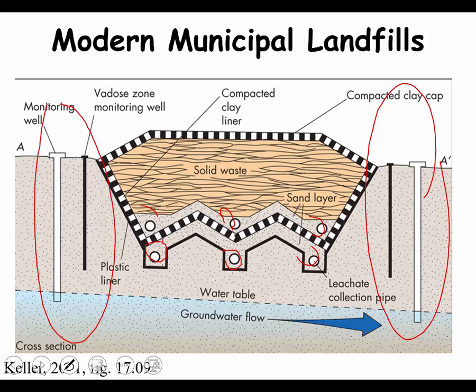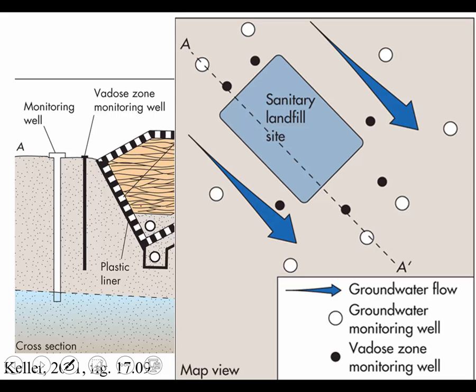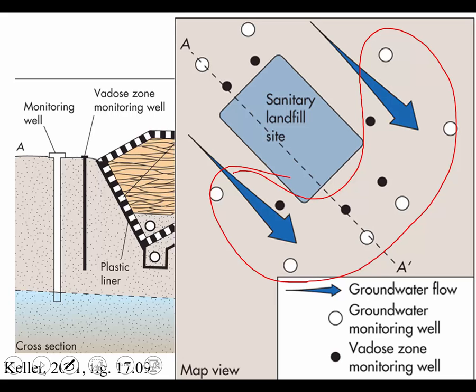Okay, so we need to monitor both. Notice also that in terms of the spatial distribution of these monitoring wells, they are predominantly going to be in the downflow direction. And how do we know that? By contouring the water table.